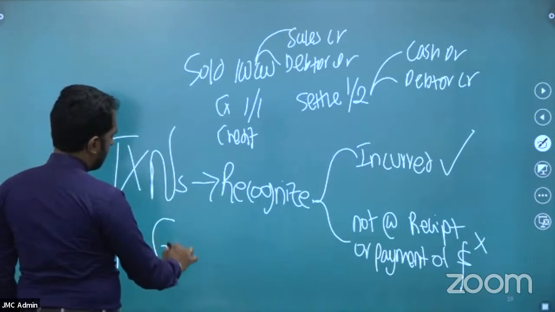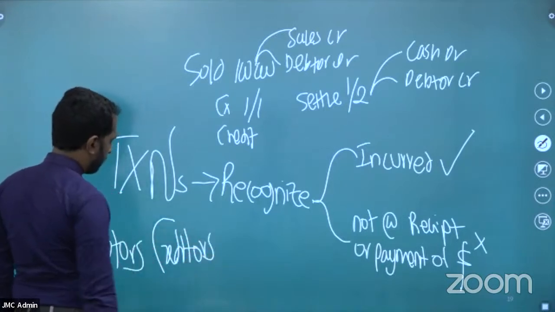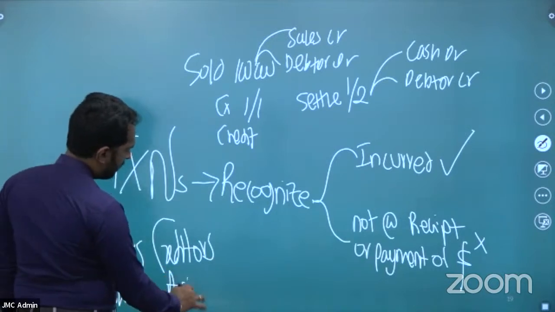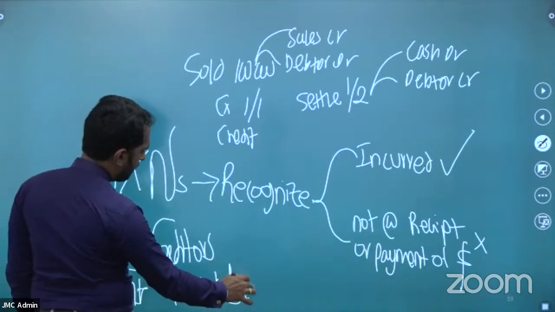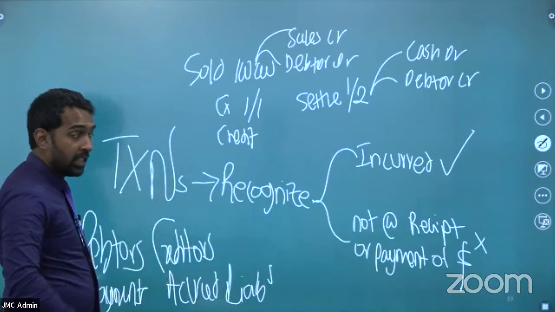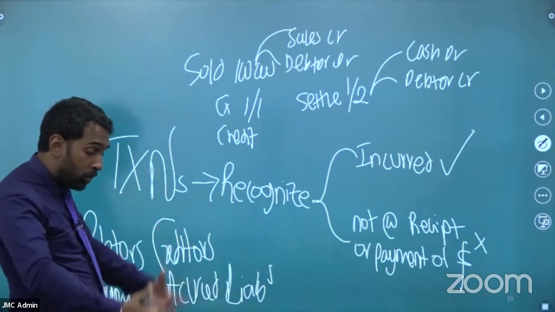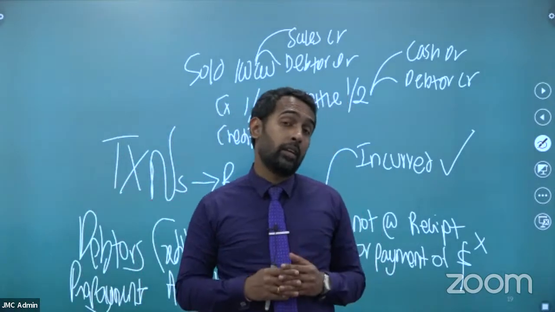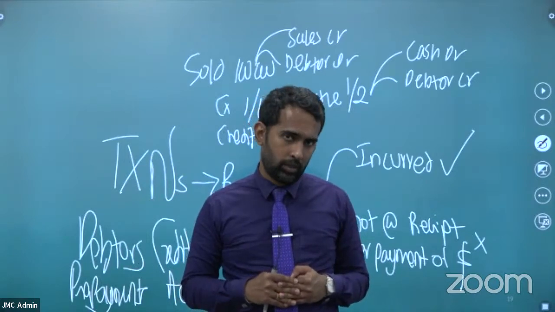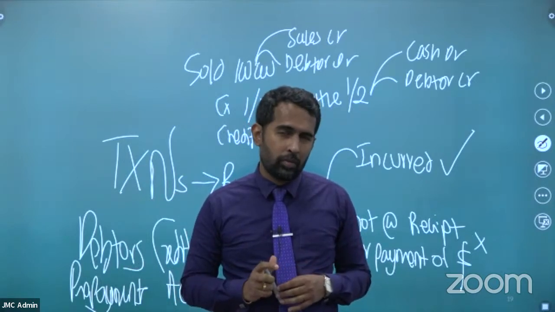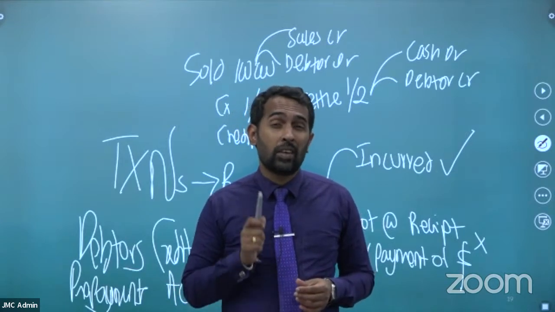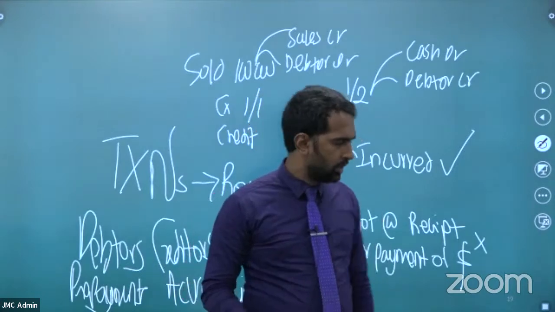Because of this accrual concept, we create debtors in our books. We create creditors in our books. We create prepayments in our books. We create accrued liabilities in our books. The debtor, the creditor, the prepayment, the accrued liabilities, all these are created because of the accrual concept. You don't wait until the receipt or the payment of the cash. What you do is you record as and when it is incurred.